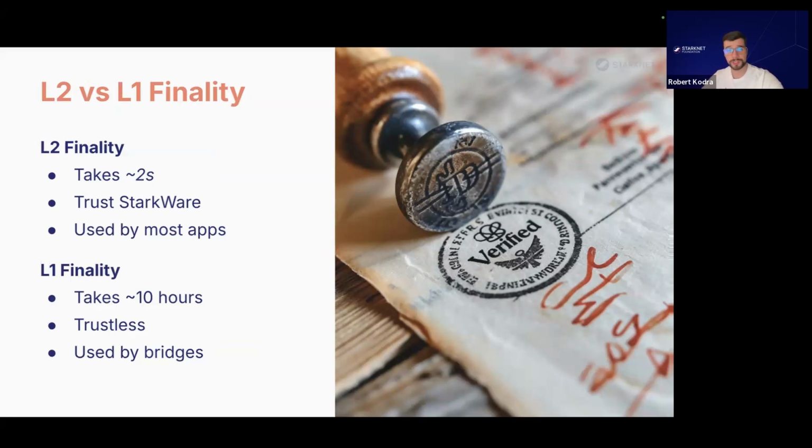Now, regarding layer 1 finality, it takes roughly about 10 hours, and we've seen the verifier contract and how these validity proofs are being submitted. It's completely trusted because at that point, the validity proof is verified by these thousands and thousands of node operators on Ethereum independently. And this is mostly the finality that is used by bridges to extract data.